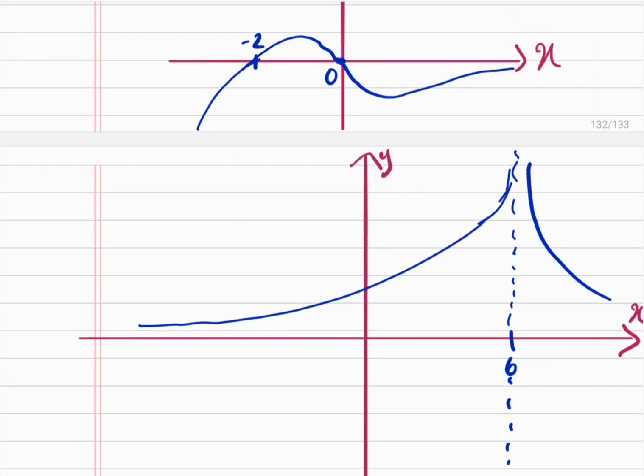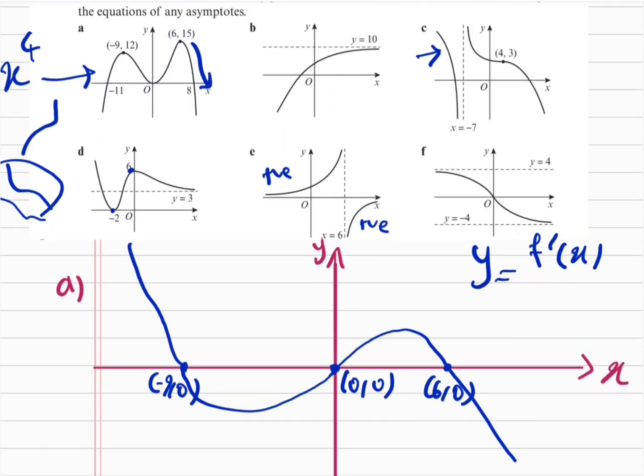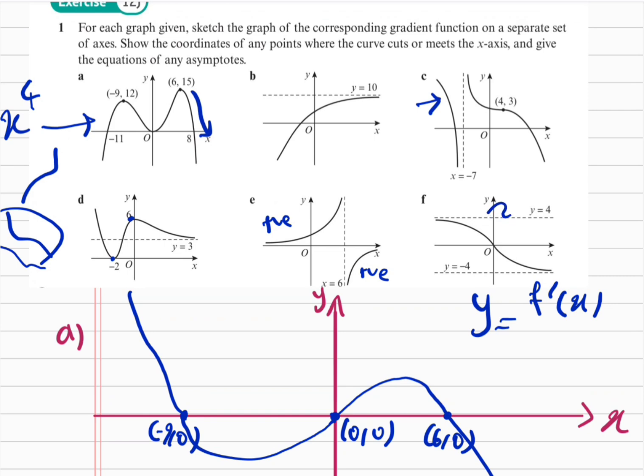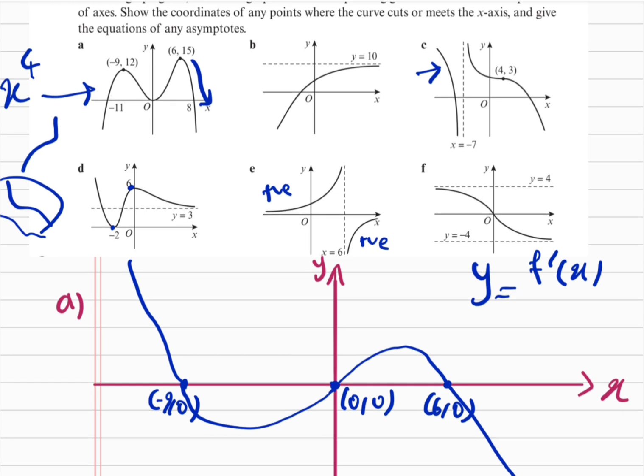Hi everyone, this video is an exercise 12J question F. So we have this curve and we want to sketch the graph of f dash x. First of all, we have two horizontal asymptotes, and remember that whenever we have horizontal asymptotes, we are going to have a horizontal asymptote at the x-axis in the derivative curve. So that's the first thing that we should take into consideration.